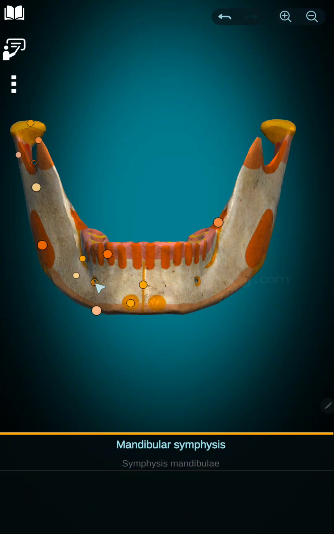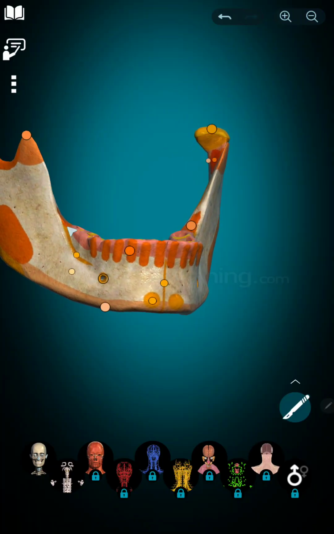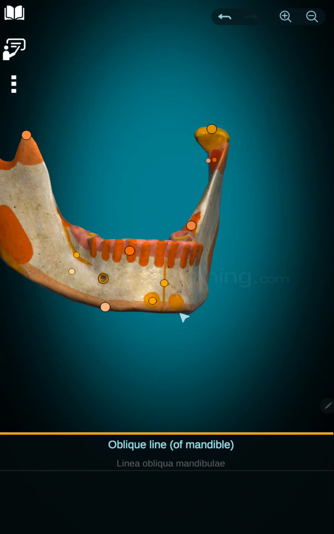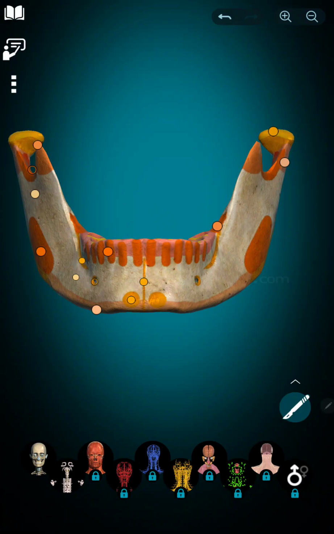Now, what is the mental foramen? It is a foramen that lies in the interval between the premolar teeth. Now, what is the oblique line? It is the continuation of the sharp anterior border of the ramus of the mandible. What is the incisive fossa? It is a depression which lies just below the incisor teeth.